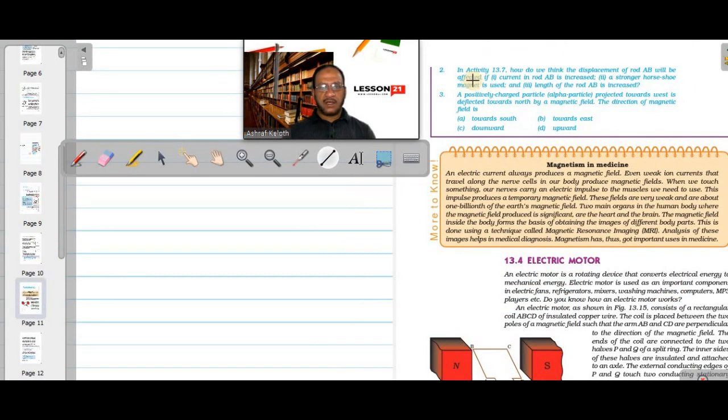Question: in Activity 13.7, the horseshoe magnet activity, how do we think the displacement of rod AB will be affected if 1, the current in the rod AB is increased, 2, a stronger horseshoe magnet is used, and 3, the length of the rod AB is increased? Write the answer. The displacement of the rod AB will increase as the current in the rod increases, when a strong horseshoe magnet is used, and when the length of the rod AB is increased. In all three cases, displacement will increase.